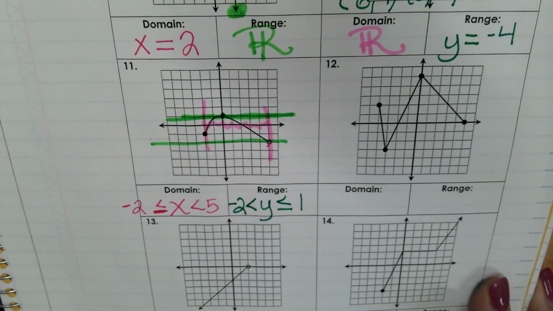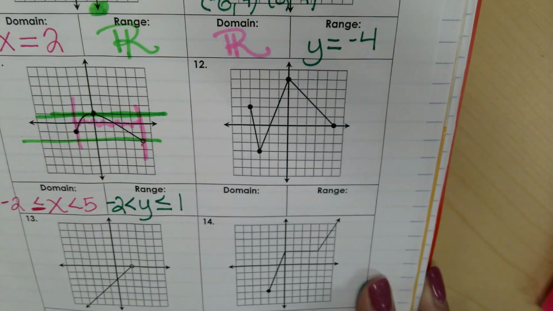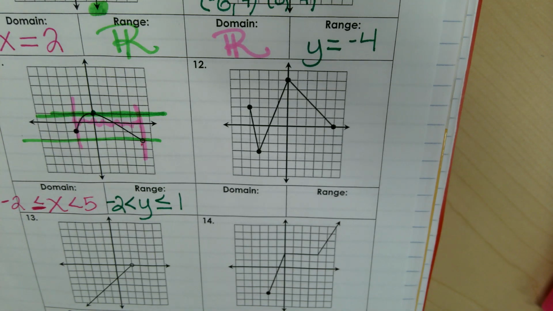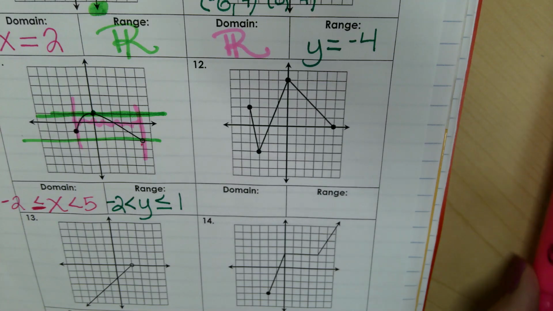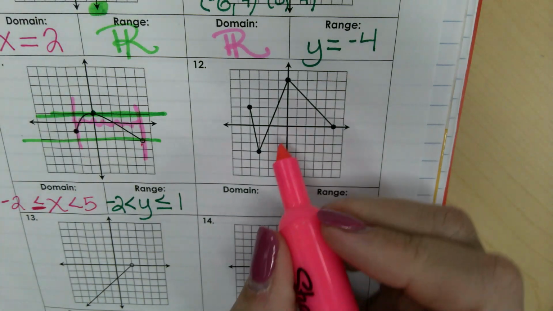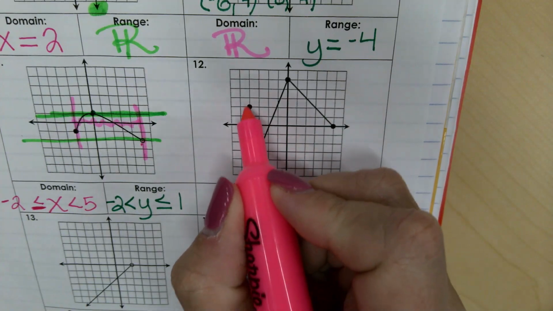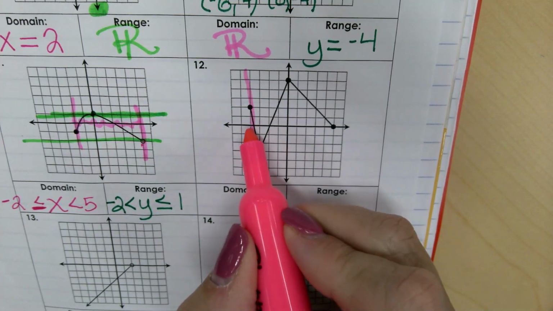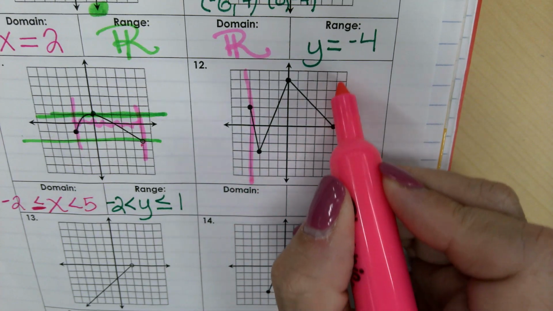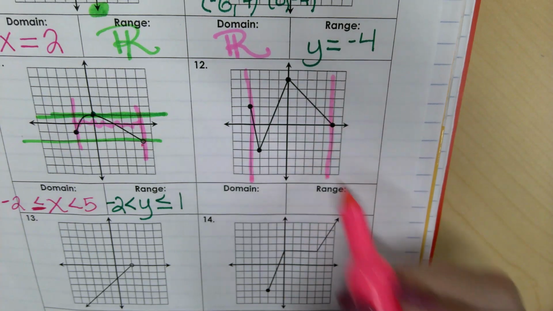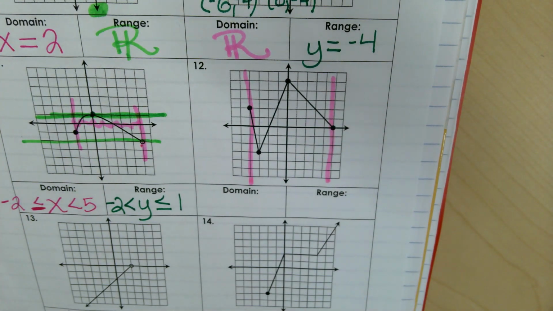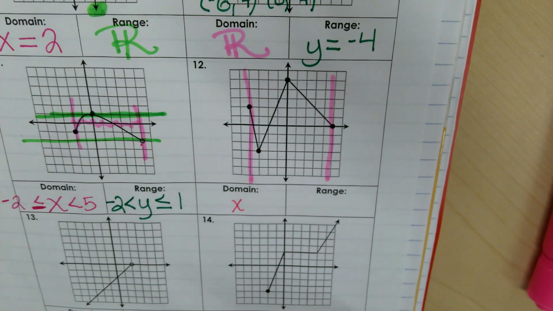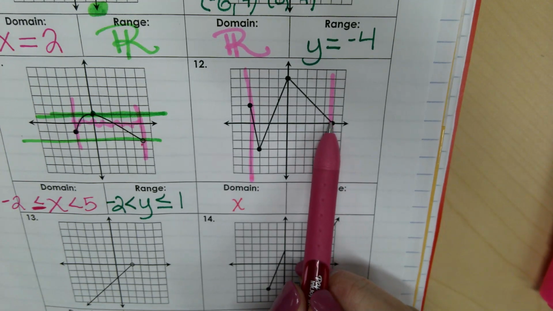All right, number 12. Look at the left and look at the right. Okay, left. How far can I go on the left? Right to there. There's my boundary. All right, go to the right. Oh, it stops right there. What's this called? In-betweener. All right, closed circle, love it.